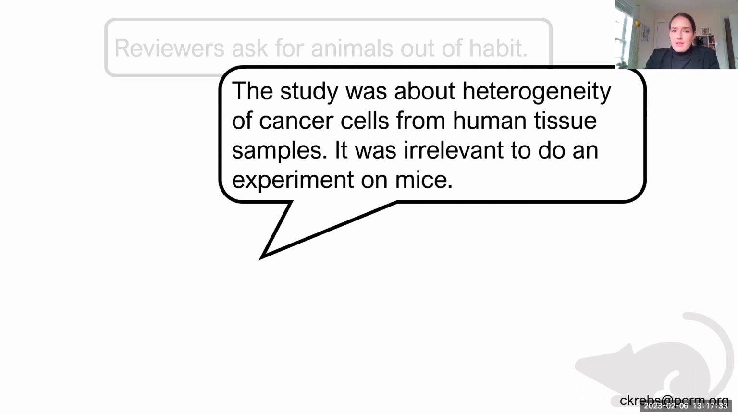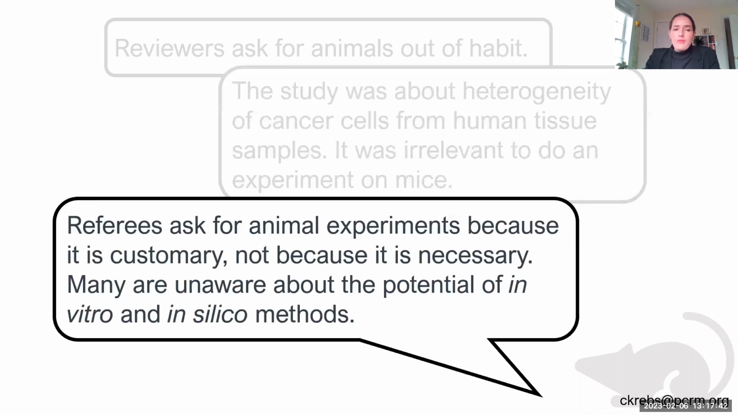The study was about heterogeneity of cancer cells from human tissue samples. It was irrelevant to do an experiment on mice. Referees ask for animal experiments because it's customary, not because it's necessary. Many are unaware about the potential of in vitro and in silico methods.